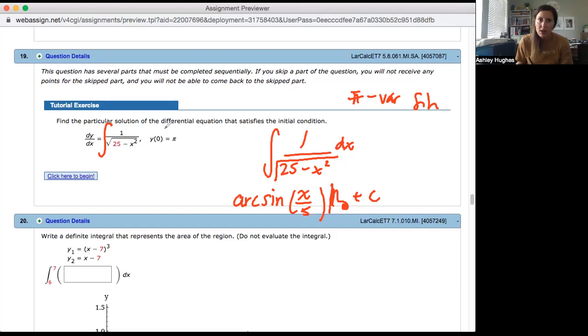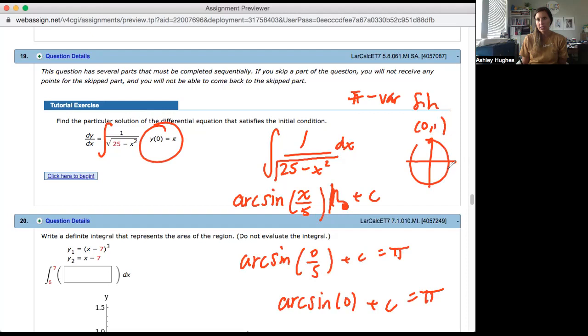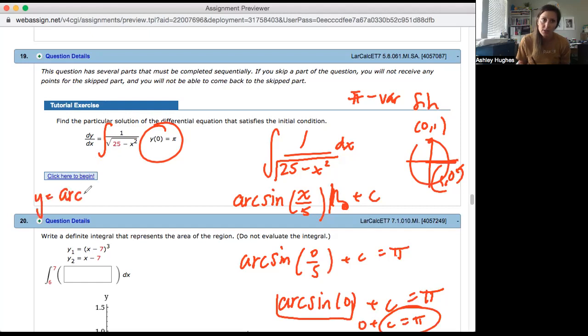And then we want to figure out what c is. When I plug in 0, this is to get pi. So let's talk about arc sine. This is saying what angle gives you a sine of 0. So this angle right here is 0, 1. This angle right here is 1, 0. It happens to be that 0 gives you a sine of 0. So this is actually 0 plus c equals pi. So c is pi. So your answer is arc sine, like y equals arc sine of x over 5 plus pi.